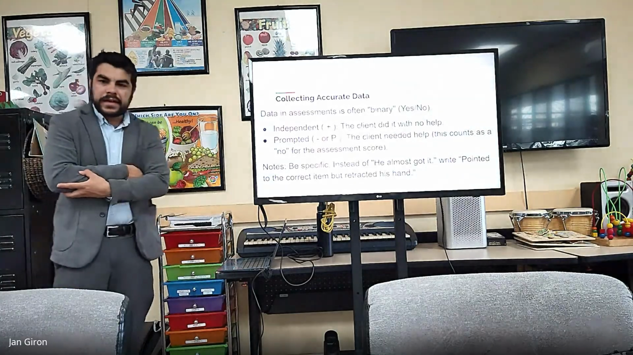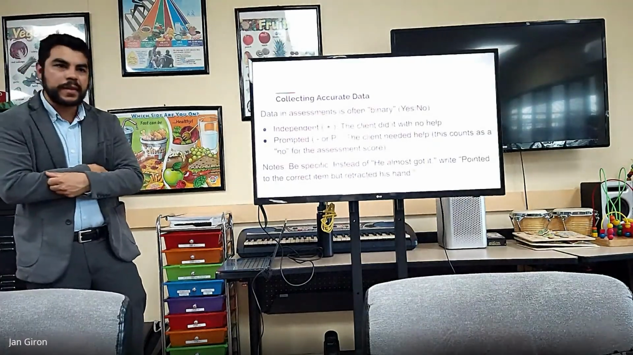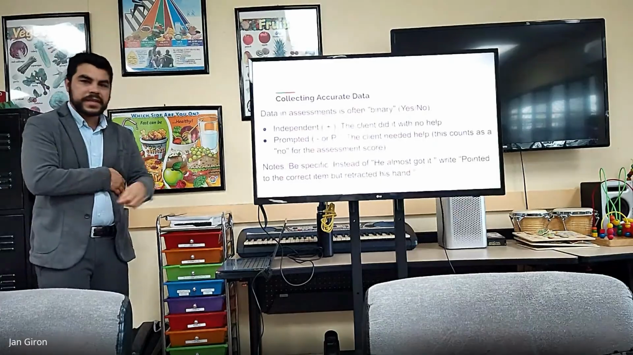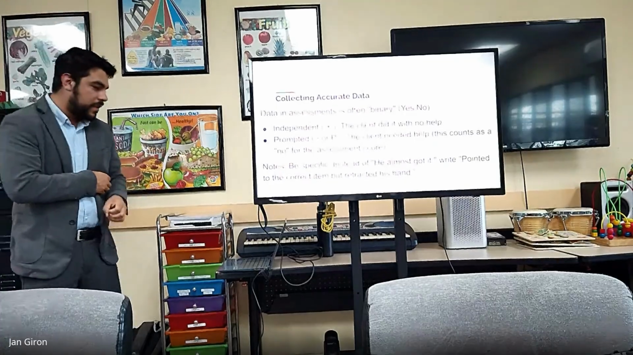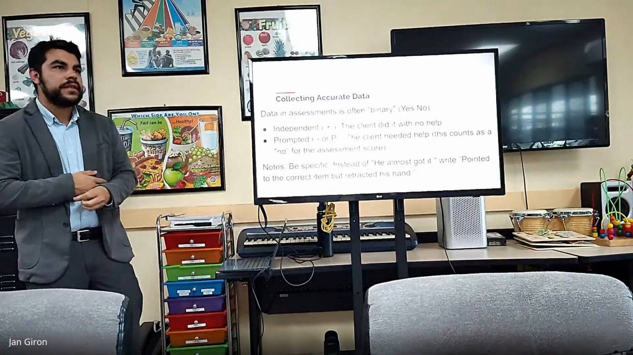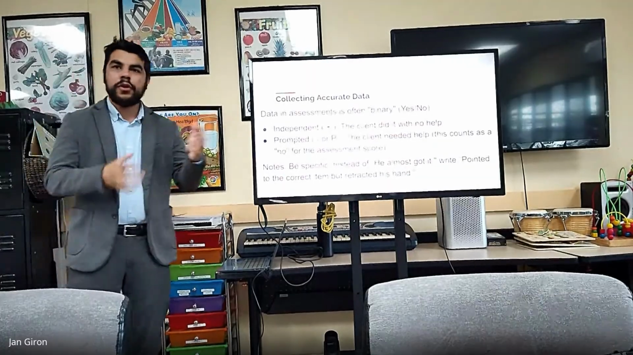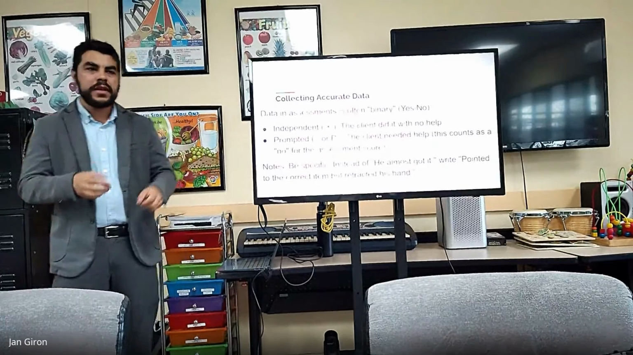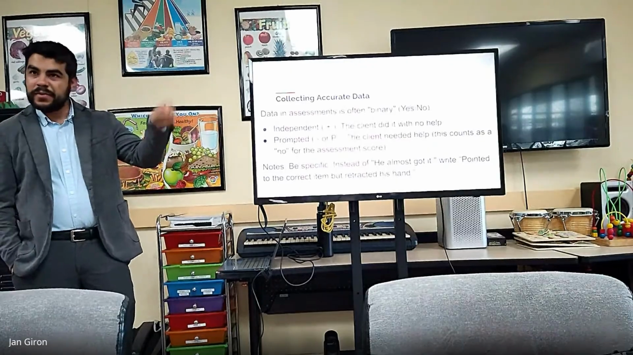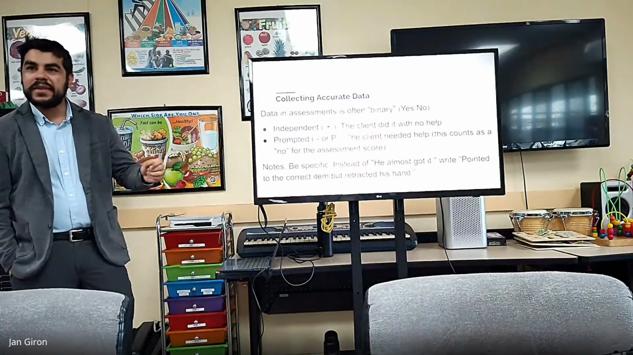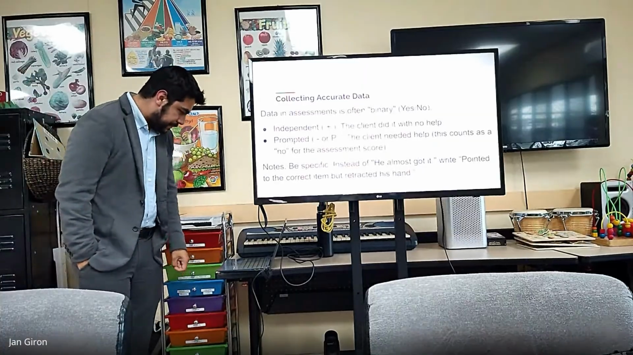Yeah, data, it's pretty cut and dry. I'll go back to the VB-MAPP in just a moment. But typically it's binary. It's either yes, they have a skill, or no, they do not. Just like how we take discontinuous measurement recording, so whole interval, partial interval. Did the behavior happen? If it did, then we put a check. If it didn't happen, we put the absence.